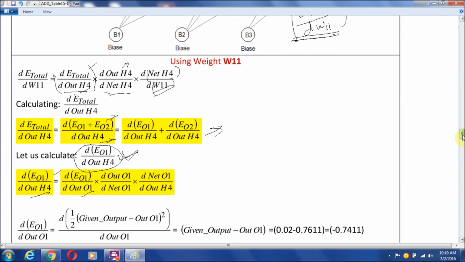So this connection is represented here in a chaining rule. ∂E_O1 divided by ∂out_H4 means the first output's derivative with respect to out O1, into out O1's derivative with respect to net O1, and net O1's derivative with respect to out H4. So now let us calculate each step separately.